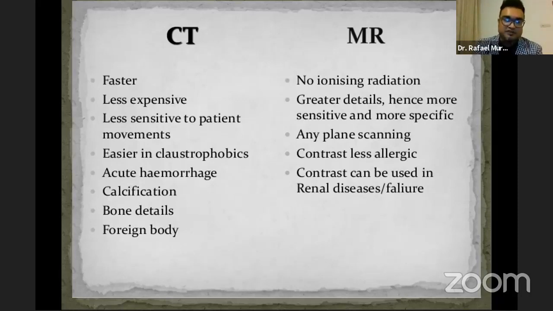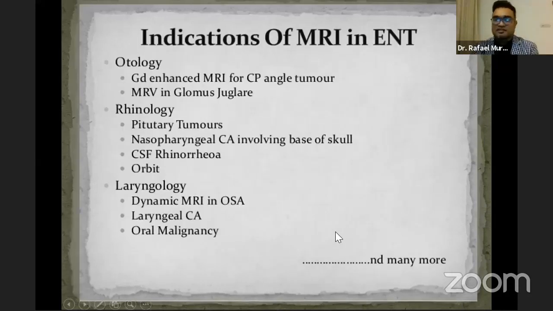Acute hemorrhage is very much good for CT scan, and calcifications, bone details, and foreign bodies are easily detected. In case of MRI, there's no ionizing radiation. That is the most valuable point. Greater details, hence more sensitive and more specific. Any plane scanning, and contrast is less allergic, and contrast can be used in case of renal disease and failure. So next slide, please.